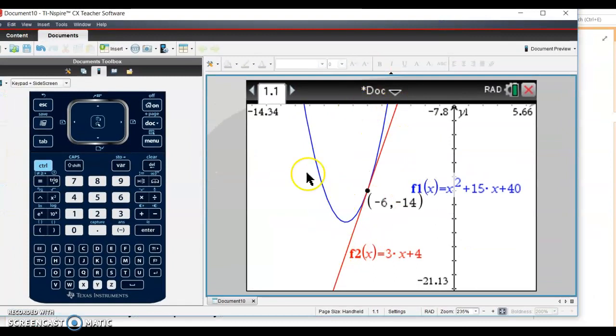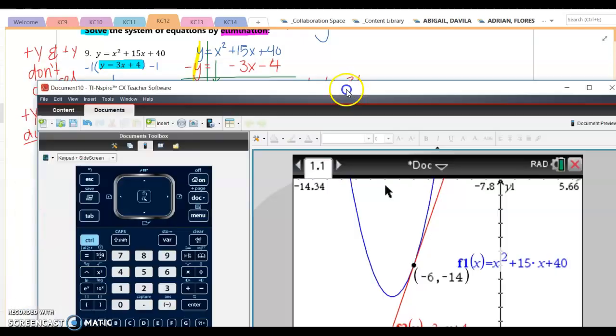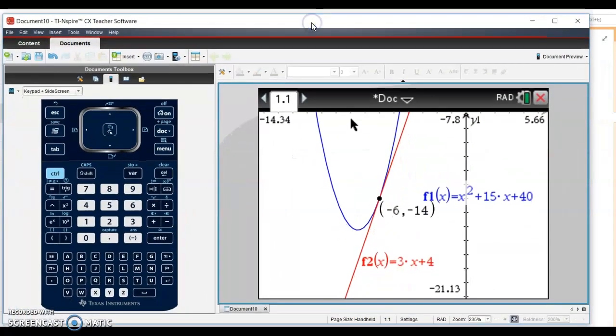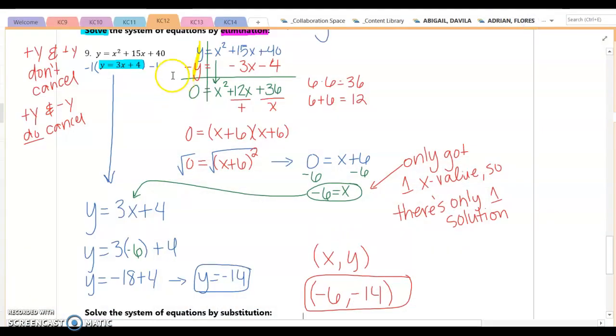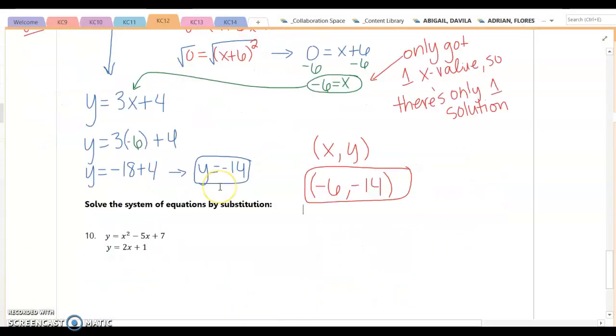So you can use your calculator to check your answer, right? Because we know that this is where our two lines intersect, we just found it through doing a different method than graphing. We did elimination instead of graphing. But you can use the graph to check your answer, because on the test it will give you the method that you have to use.